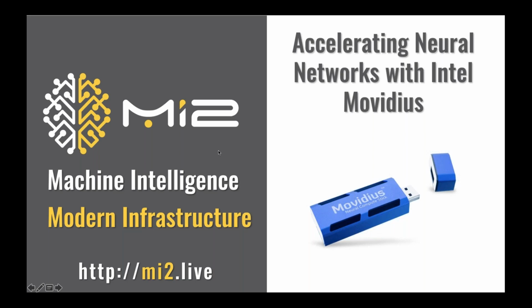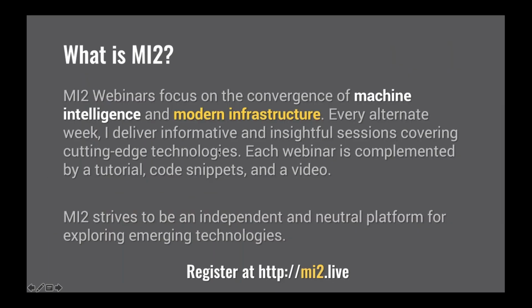So if you are new to MI2, let me set the context. This is a webinar series that primarily focuses on machine intelligence, which includes IoT plus AI plus deep learning and machine learning. Modern infrastructure, which includes Kubernetes, Istio, Prometheus, and cloud-native computing technologies. The idea of this series is to bring you the cutting-edge emerging technologies and demystify them for you. So this series delivers 2 webinars every month, and the current one is all about machine intelligence, where I'm going to talk to you about a very interesting device called Intel Movidius.